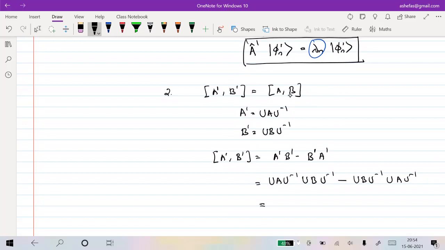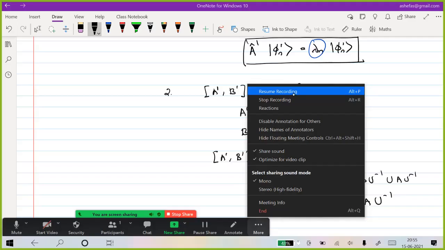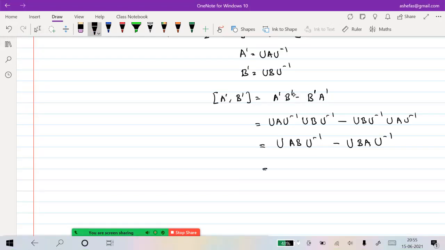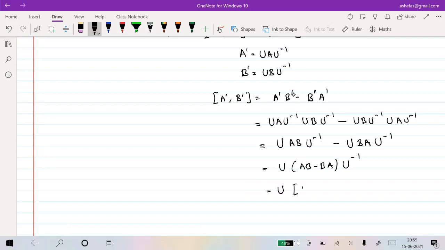So this would be equal to U A B U inverse minus U B A U inverse. This can be written as U times (AB minus BA) times U inverse. So this will be U commutator [A, B] times U inverse. In most cases, the commutator [A, B] would be simply a number, a complex number.